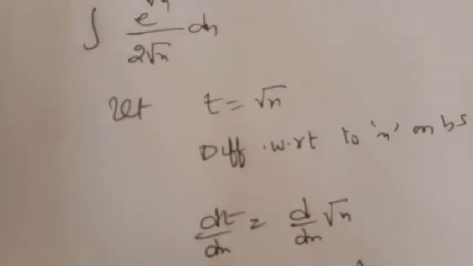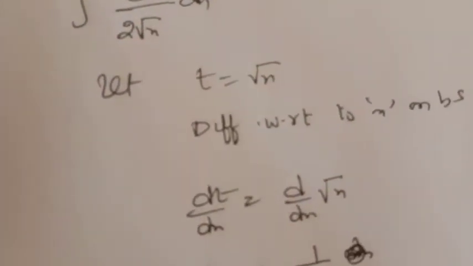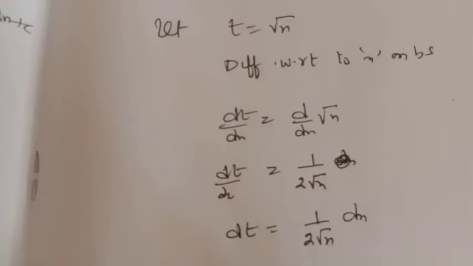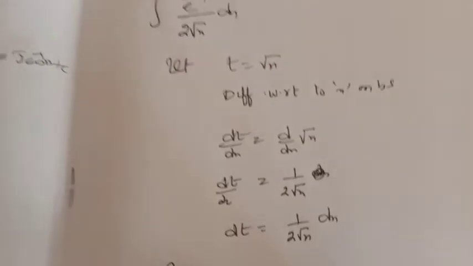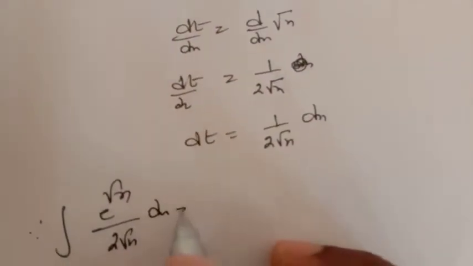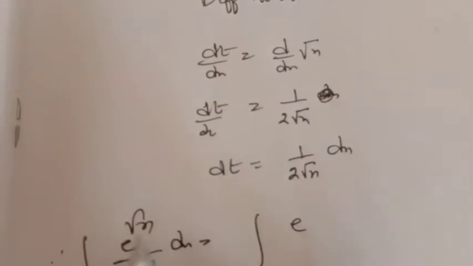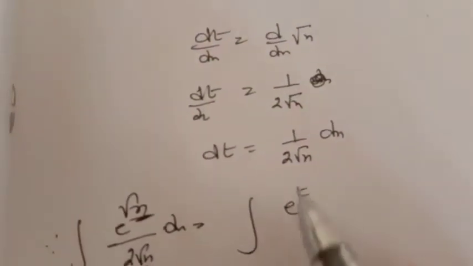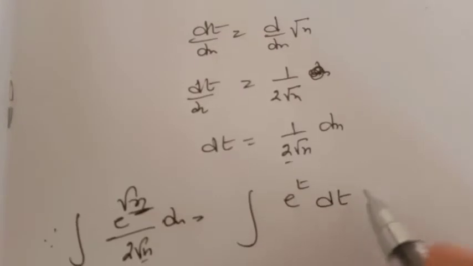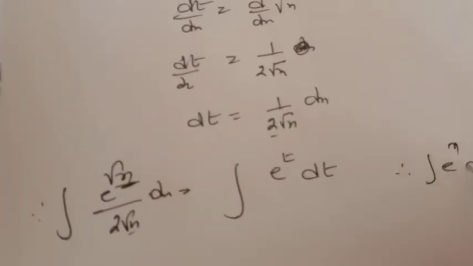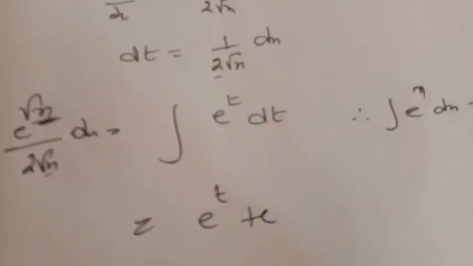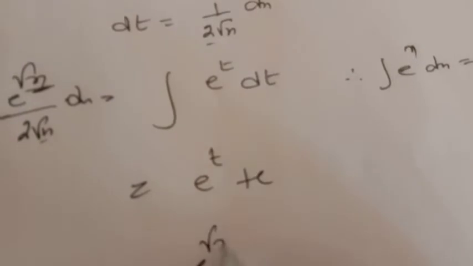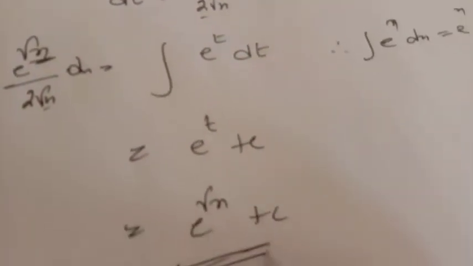So dt equals 1 by 2 root x into dx. Here substitute these values in the given problem. Integral e power root x into 2 root x into dx, that equals e power root x equal to t, and 1 by 2 root x into dx equal to dt. Here we have the integral of e power x dx equals e power x plus c, that equals e power t plus c. Substitute the t value, we get e power root x plus c is the answer of the problem.